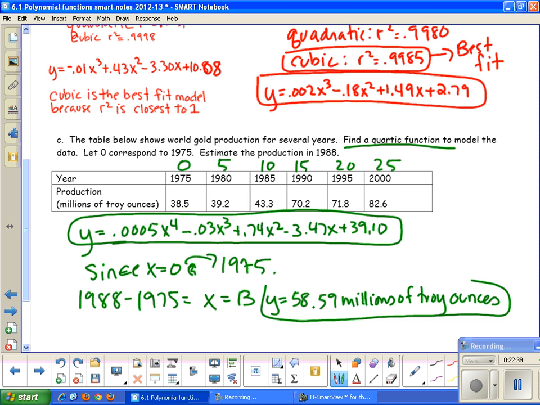Now, of course, like I said, you could just plug 13 in for x into your actual equation. That's fine as well. It's just going to give you some rounding error, but it's okay to do that.